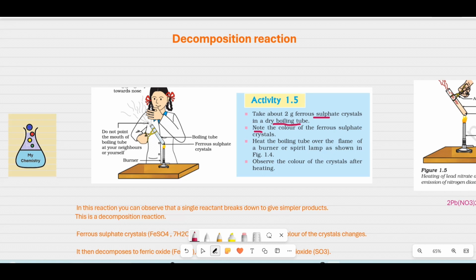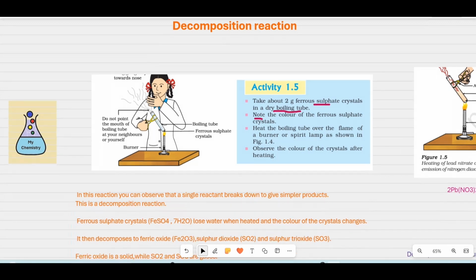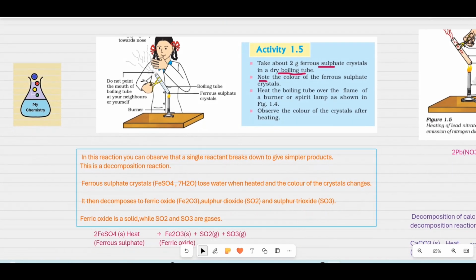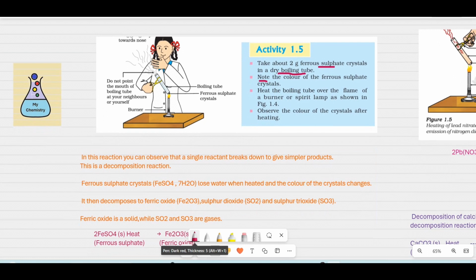After some time, after heating these ferrous sulfate crystals, the color will be changing. The main characteristic change you can see is that the ferrous sulfate crystals are green in color before. After heating, the color will be faded. The formula of ferrous sulfate is FeSO4·7H2O. So look at this formula now. FeSO4·7H2O. This is the formula of ferrous sulfate crystals. So while you are heating this compound, it loses water.